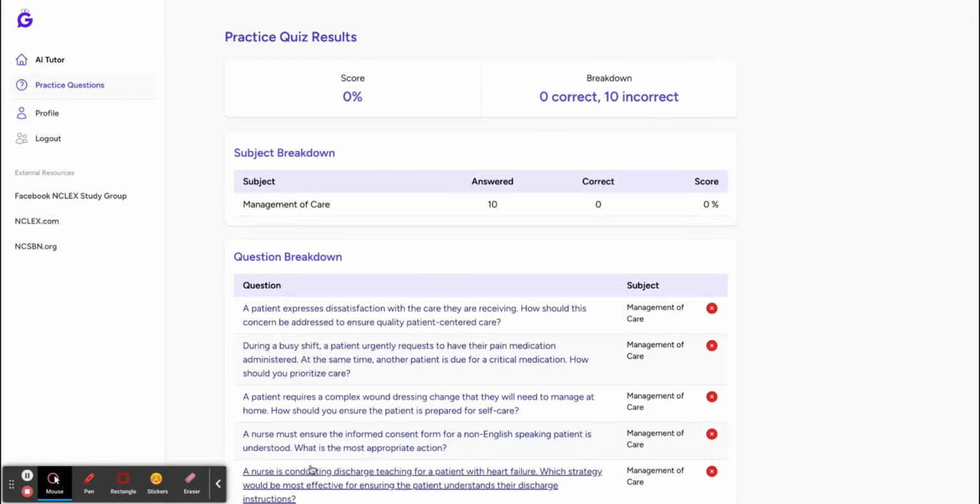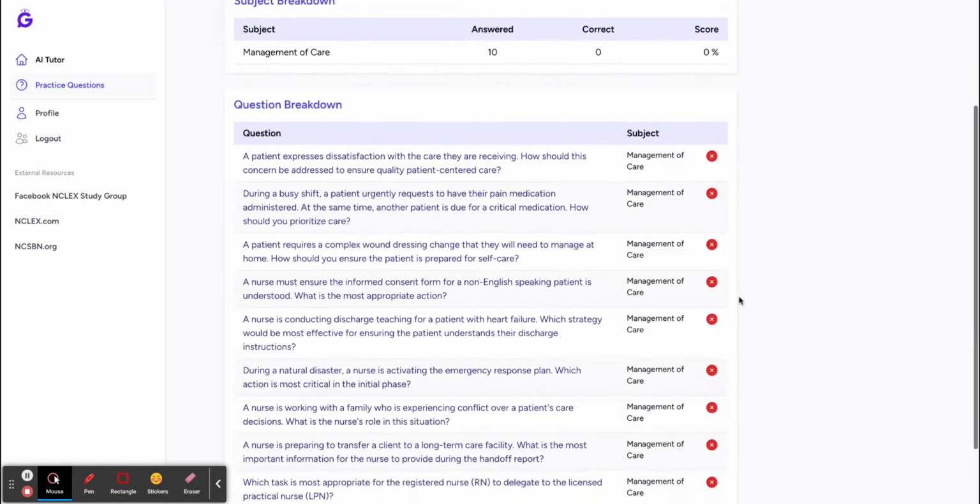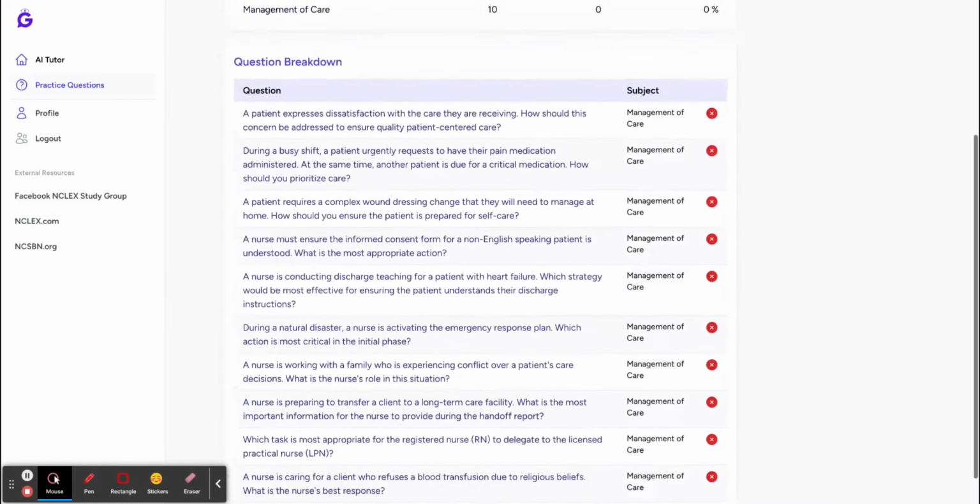That wraps up our session today. Remember, these scenarios are designed to help you think critically and prepare for real-world nursing challenges.